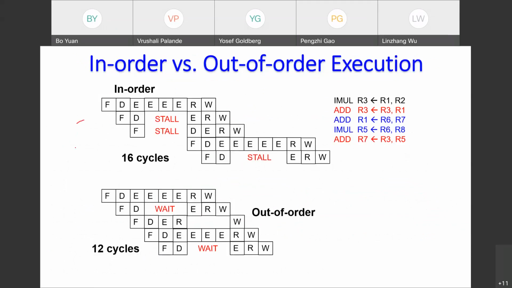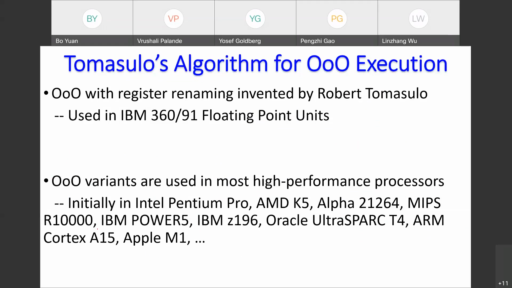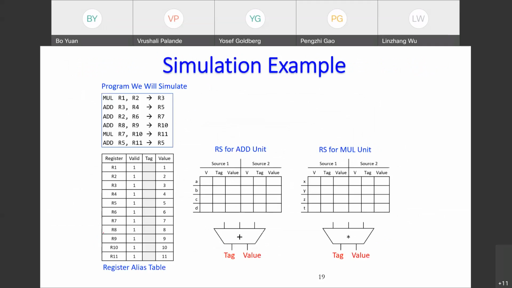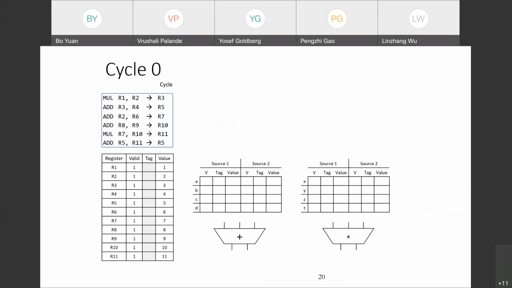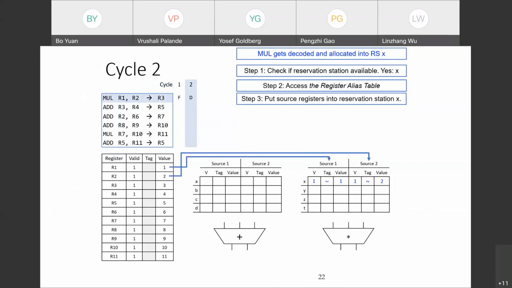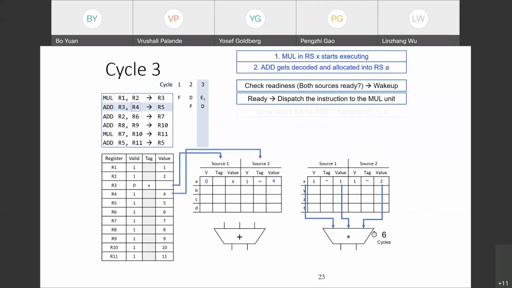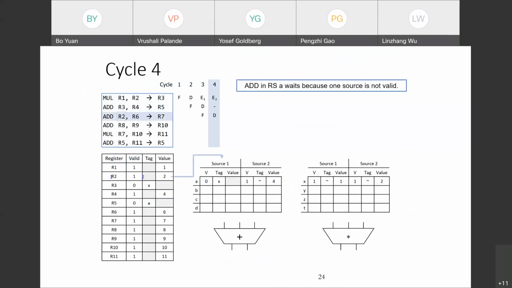And this is one example of in-order and out-of-order executions. We will go into the details in the next lecture. Especially for this algorithm, we'll give you a very detailed walkthrough, because this is a very complicated procedure. We may use more than one lecture to go through those steps. You can see this is a bit complicated.